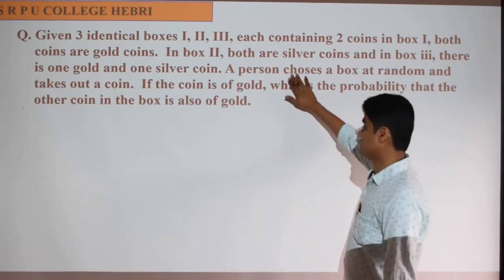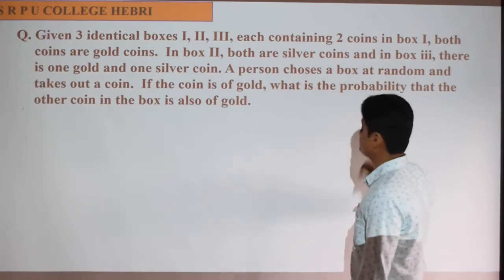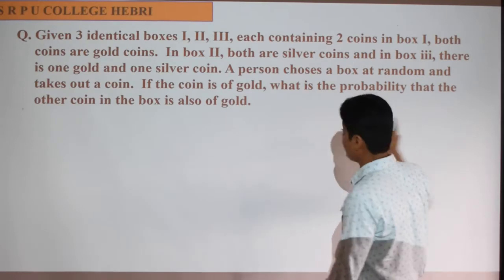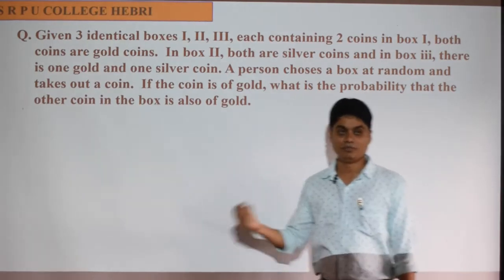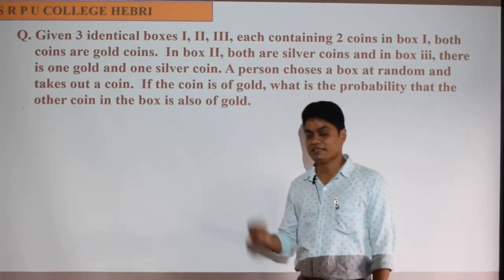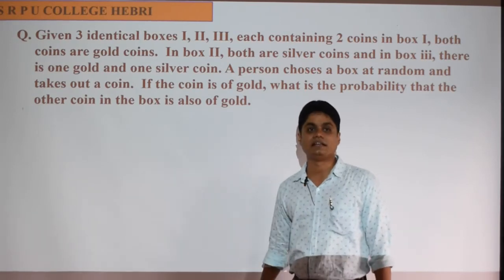Remember that. A person chooses a box at random and takes out a coin. He selects one box and selects 1 coin. If we only had to find this, we would not need Bayes theorem, it would be a direct probability.